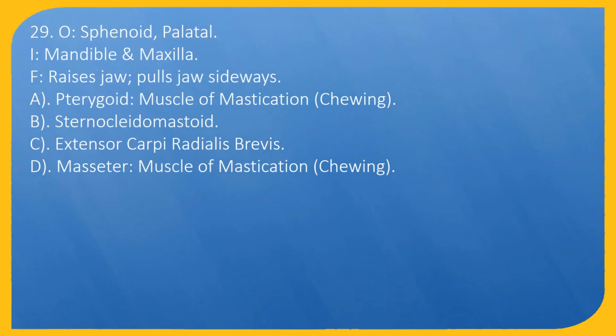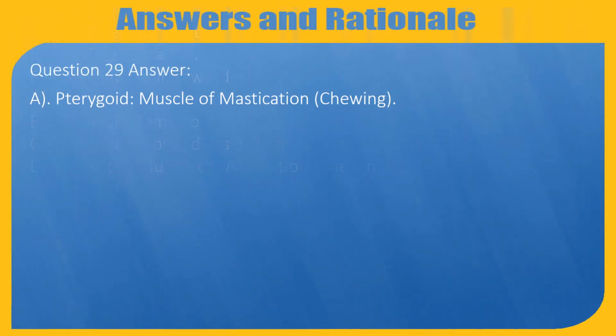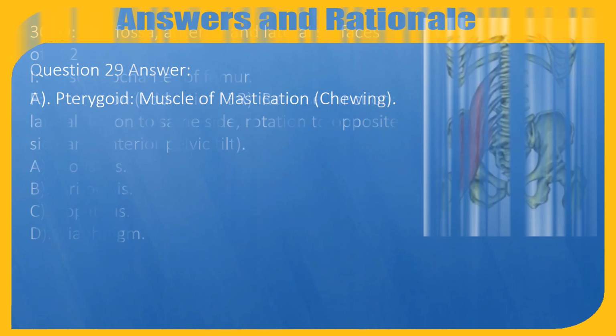Question 29. O: sphenoid, palatal. I: mandible and maxilla. F: raises jaw, pulls jaw sideways. A. Pterygoid, muscle of mastication, chewing. B. Sternocleidomastoid. C. Extensor Carpi Radialis Brevis. D. Masseter, muscle of mastication, chewing. Question 29. Answer A. Pterygoid, muscle of mastication, chewing.